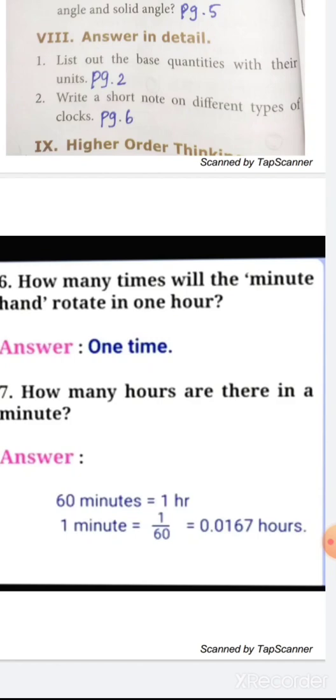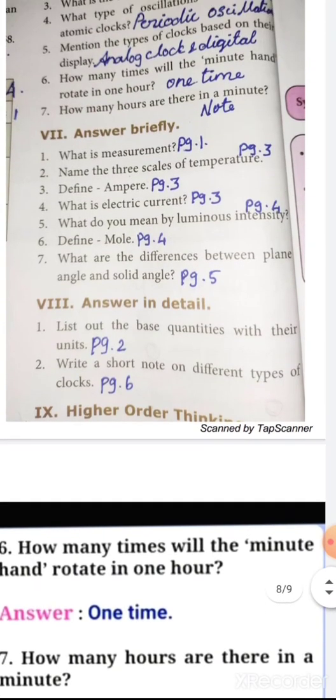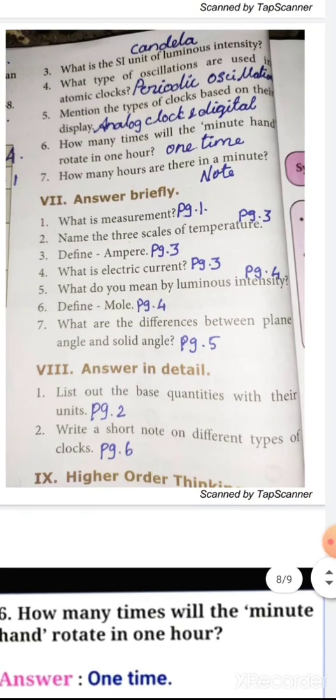So 0.0167 hours. That is the answer, 0.0167 hours. Write it in your class work note. This question alone you have to write in your class work note.